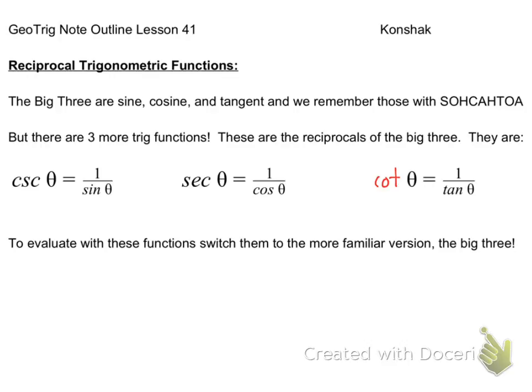Here's a really cool thing, guys. To evaluate these functions, you switch them to their more familiar big three version. I personally still don't like to leave them in cosecant, secant, and cotangent form. When I'm evaluating problems, I just revert back to sines, cosines, and tangents. And that's what we're going to do today. So it's just adding an extra step to simplifying or evaluating trig expressions by taking the reciprocal along the way. Either you do it first or you do it at the end.